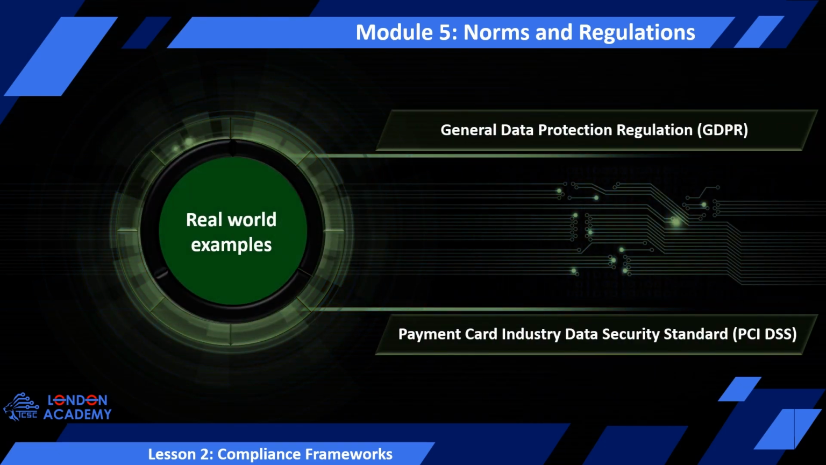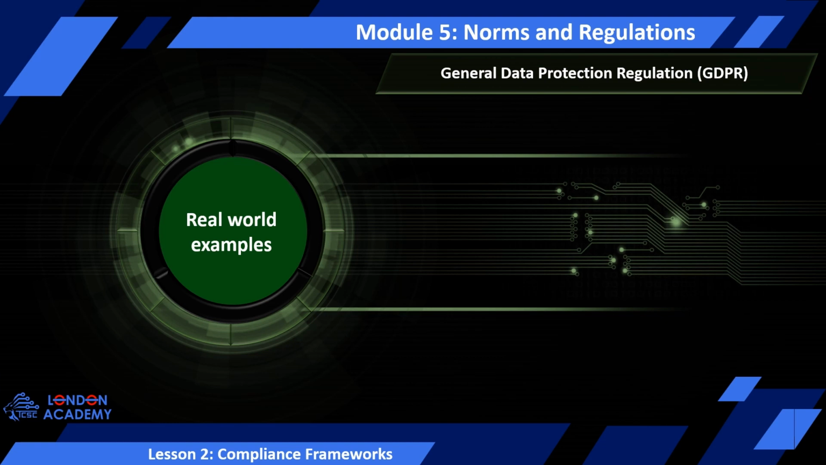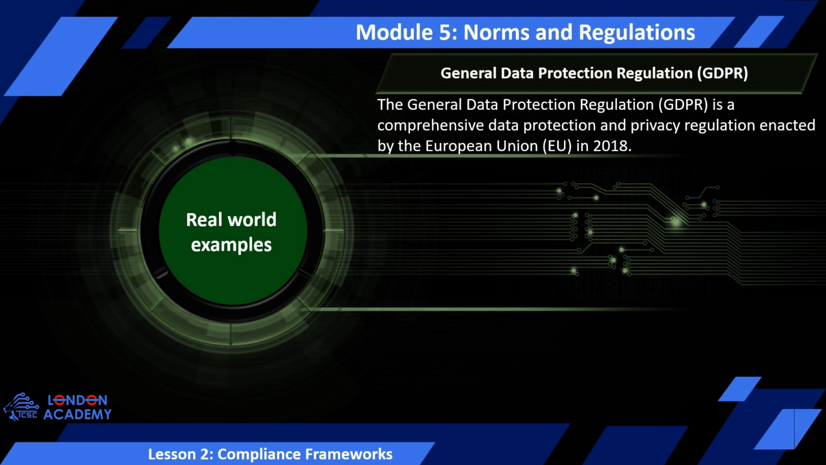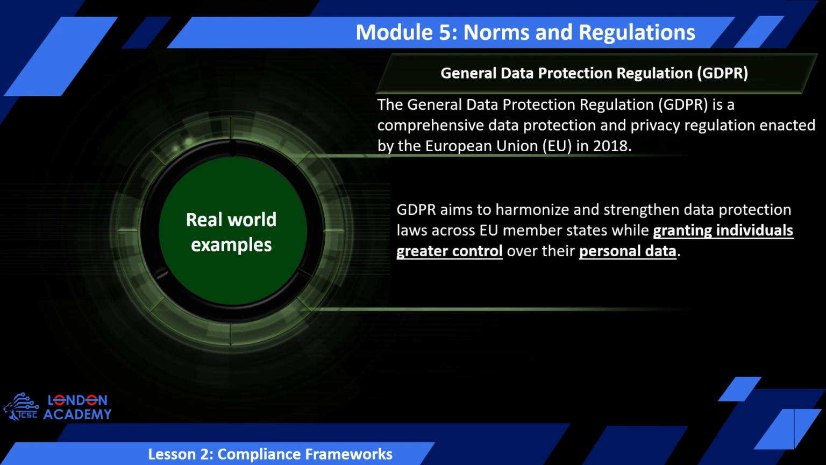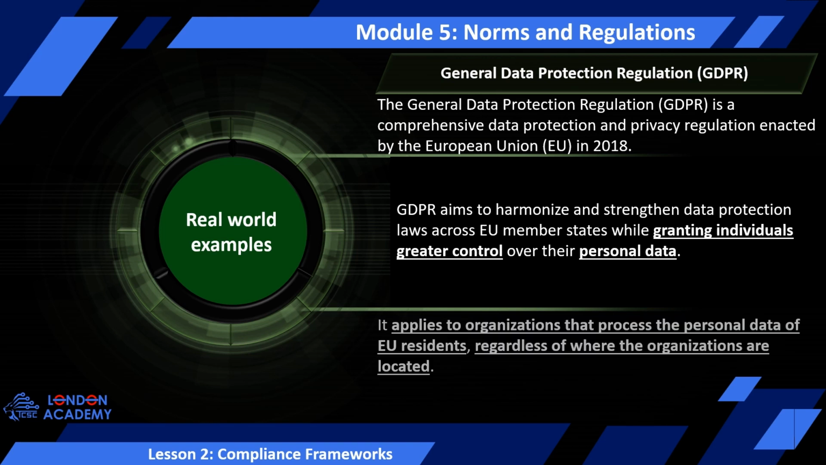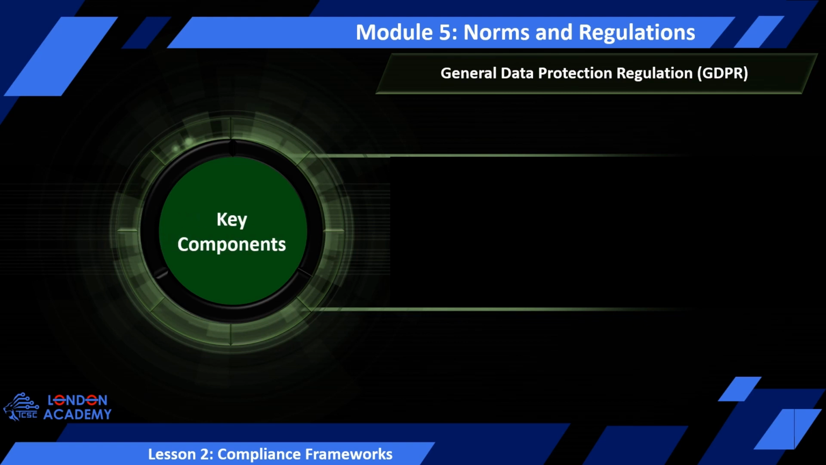For more clarity, let's take a closer look at two real-world examples, GDPR and PCI DSS. 1. General Data Protection Regulation, GDPR. The General Data Protection Regulation, GDPR, is a comprehensive data protection and privacy regulation enacted by the European Union, EU, in 2018. GDPR aims to harmonize and strengthen data protection laws across EU member states while granting individuals greater control over their personal data. It applies to organizations that process the personal data of EU residents, regardless of where the organizations are located.